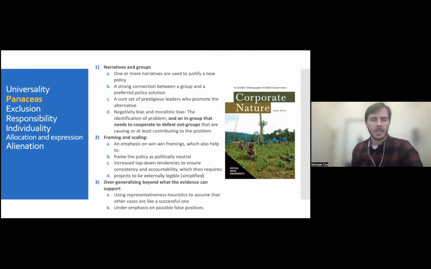I'm having to continually try to hide my Zoom here. I think I got it.